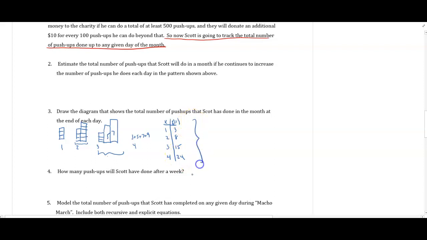So using this pattern, how many push-ups would he have done after 1 full week? Well, if we look at this pattern continuing, right, day 4 he did 24, and that's because we added 9 to day 3. So now if we add 24 and 11, that would be 35. If we add 35 and 13, that would be 48. And if we add 48 and now he's going to do 15, that would be 63. So after a week, he would have done, for the month so far, 63 push-ups.